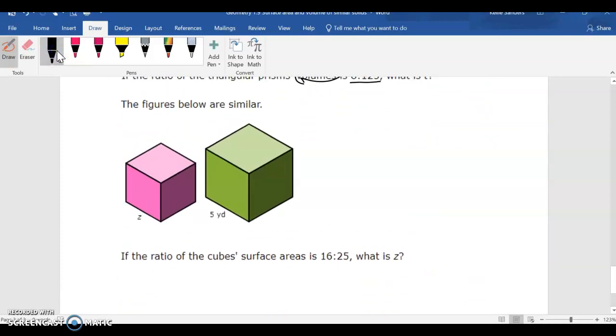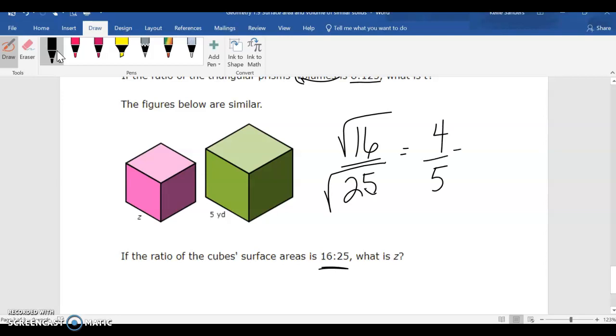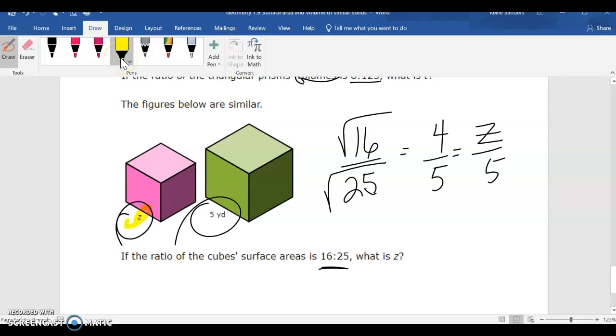Below, the ratio of the cube's surface area. So this is surface area, so 16 to 25. So I'm going to break it down into one dimension. So I'm going to square root them as 4 to 5, z to 5, which are those right there. This z and that 5 is this z and this 5. So what is z?